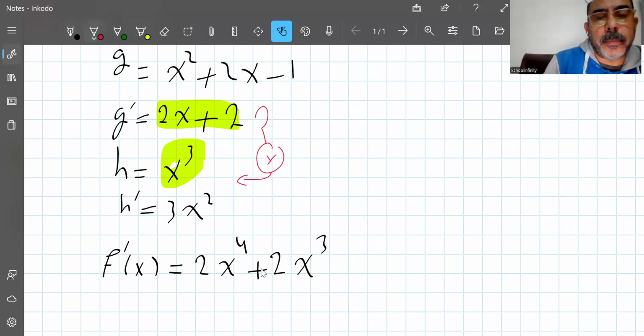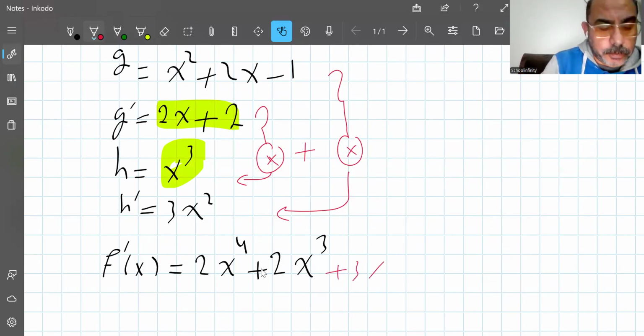Then plus the product of the extremes. So 3x squared multiplied by x squared plus 2x minus 1. We get 3x squared times x squared, we get 3x to the power 4.